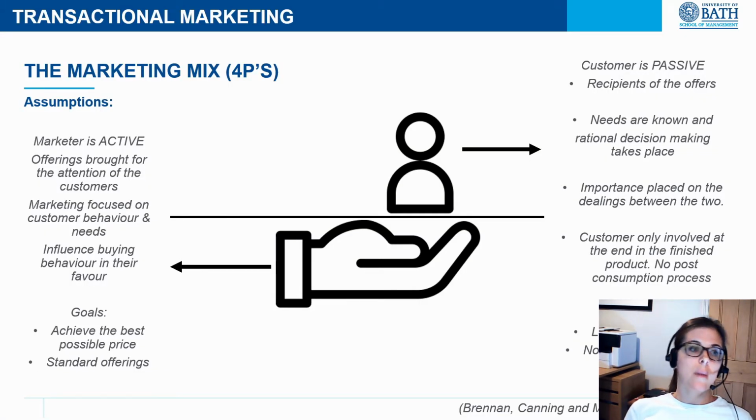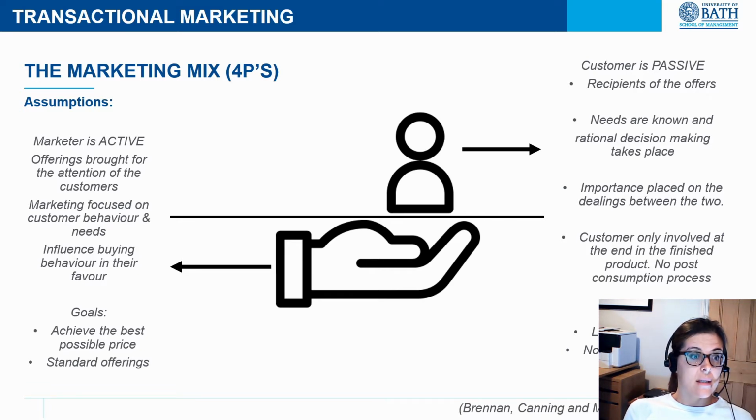So you've all covered the marketing mix already. Okay, so the 4 P's that consist of product, price, place, and promotion. So the product being very much the focus of the mix. So what is the product that we're going to offer? Often it's standard offerings.